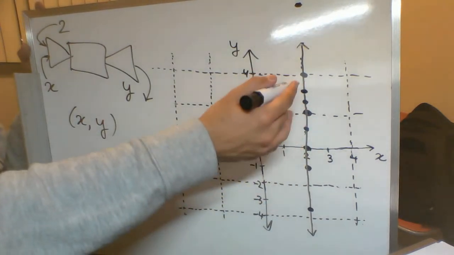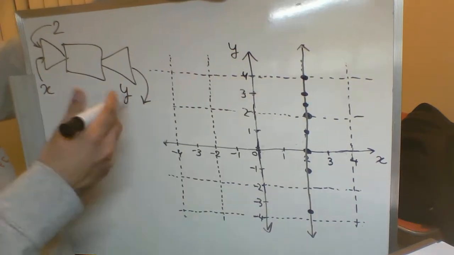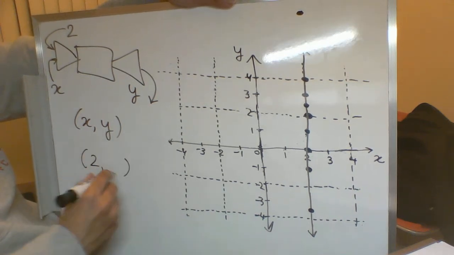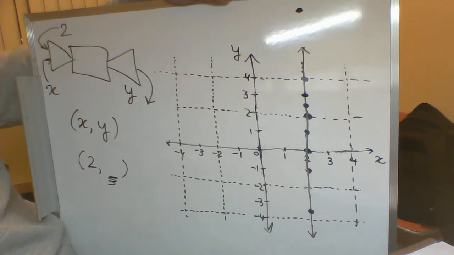I could put 0, I could put 4, I could put 15. Anything I want would come out for y, which means I can't write out 2, comma, and then a single value over here, which is a bit of a problem, right?